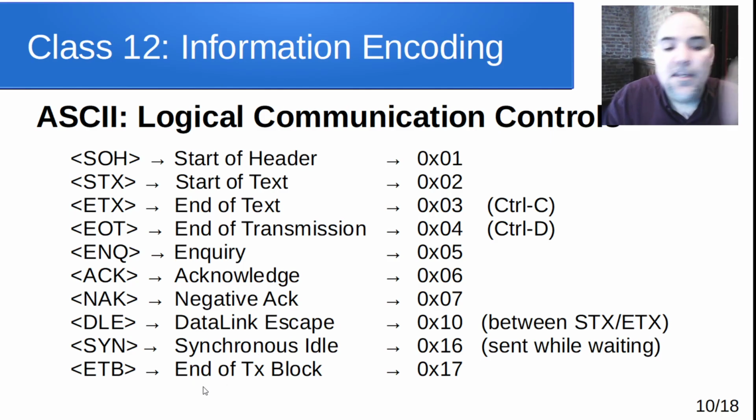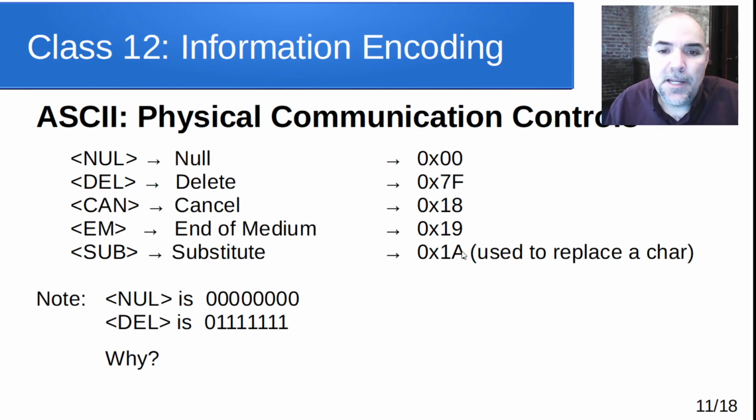There's also this end of transmission block, or ETB, which is used for blocked transfers. It was designed for use in that. So that one can be interesting as well. Now, a lot of these aren't particularly used anymore, but it's interesting to note that they are in there to control this exchange of information and have been for a long time. Those are still the codes that are in there today.